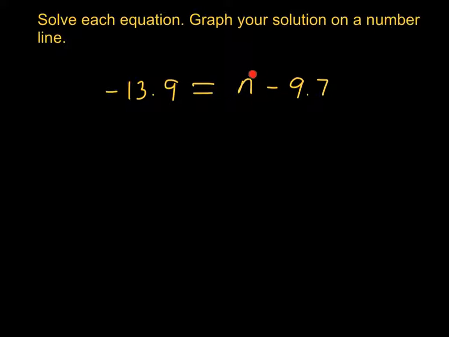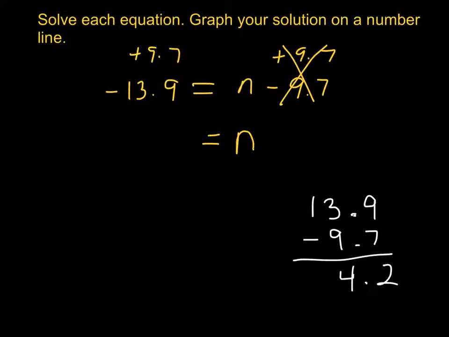So the first thing I want to do is get n by itself. To do that in this one, I'm going to need to add 9.7 to both sides. So that's going to cancel out this side, and I'm left with n on this side. Now remember, if I'm going to take a negative 13.9 and add 9.7, that's the same as what I've done over here. I've taken 13.9 and I've subtracted 9.7.